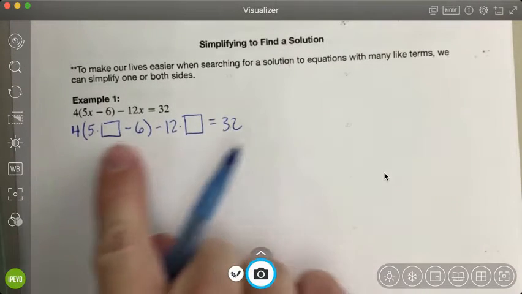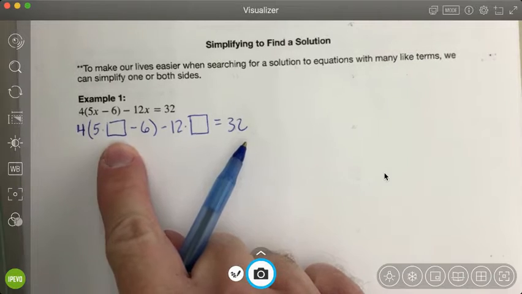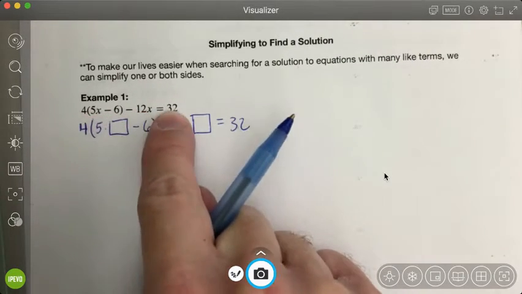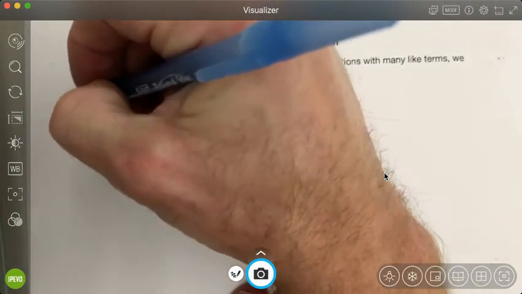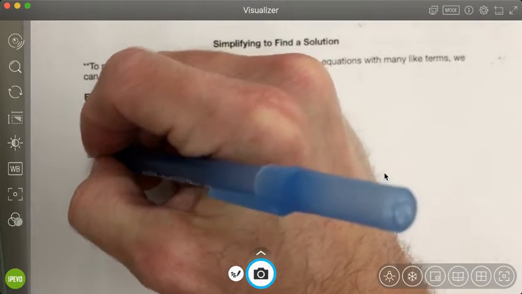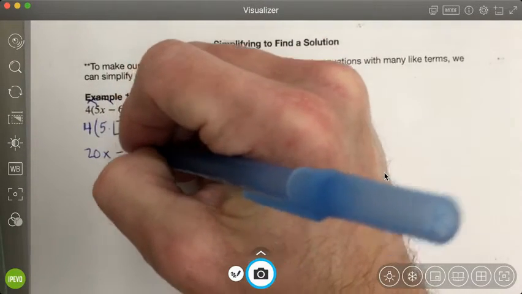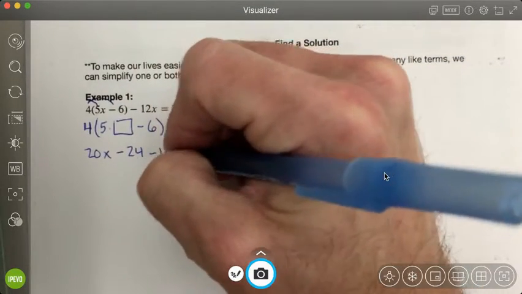Well, if there's more than one box here, that gets a little bit complicated. And so instead of doing this, I can go back to my original and I'm just going to simplify it. So I'm going to do my 4 times 5x, which is 20x. I'm going to do my 4 times negative 6, which is negative 24. And then I have this minus 12x still hanging on the end.